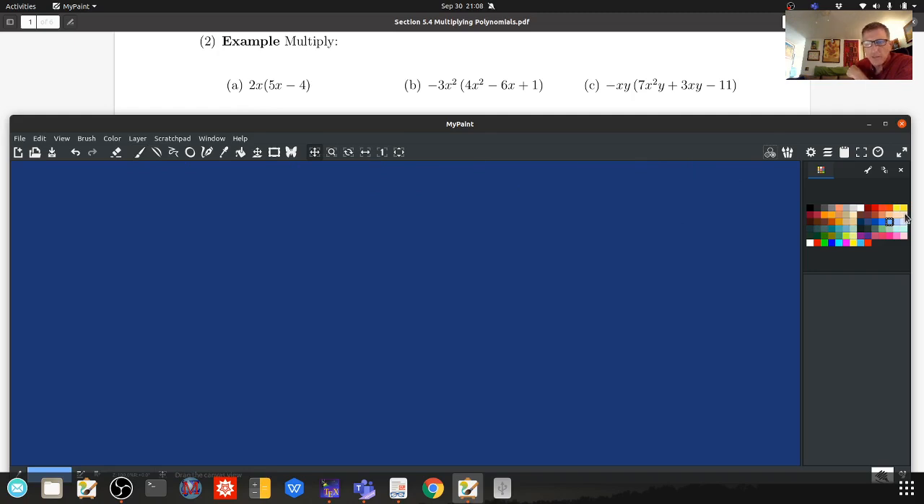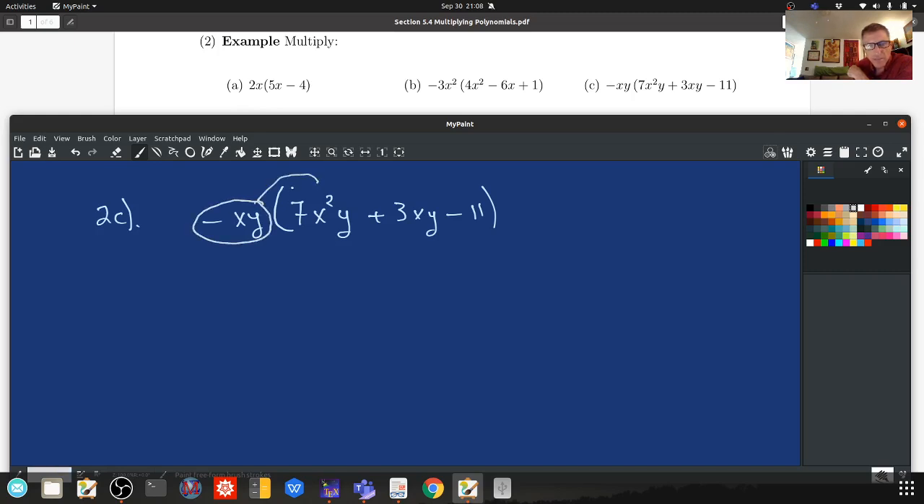So that said, let's go ahead and do number C. Minus xy times, in parentheses again, it's just distribution here, 7x squared y plus 3xy minus 11. So again, distribution is what's ruling. We're going to take all of the outside term and multiply it by each of these three terms.